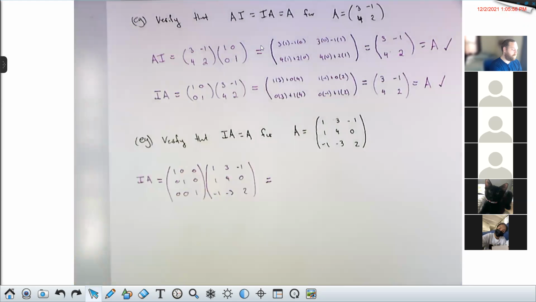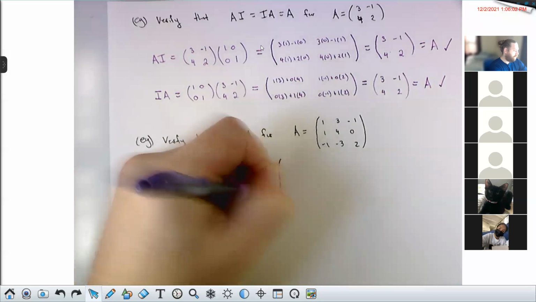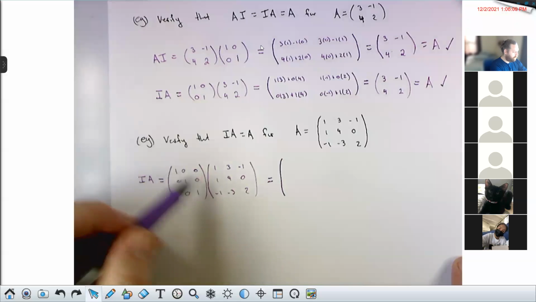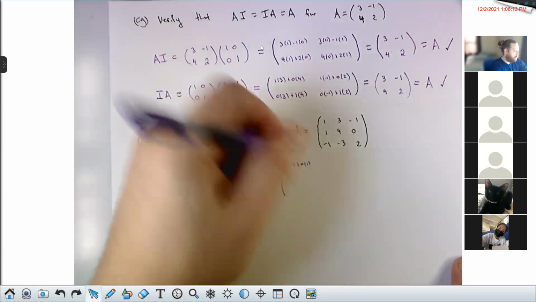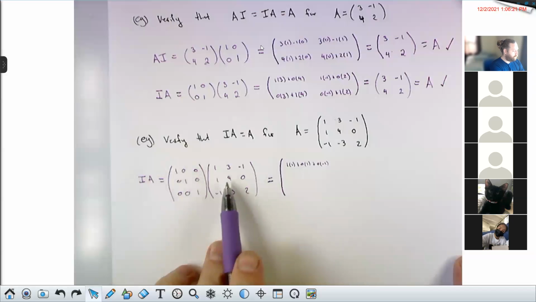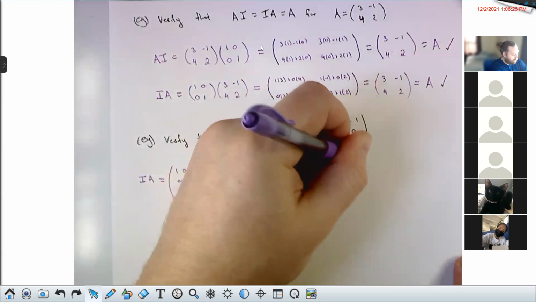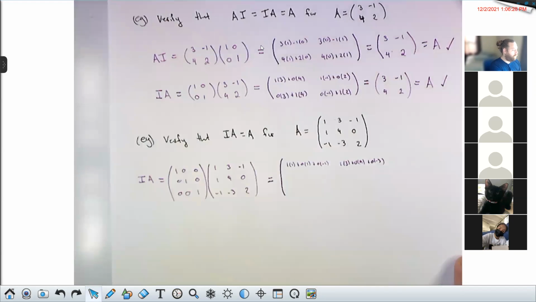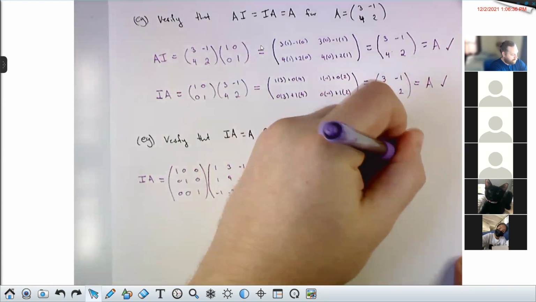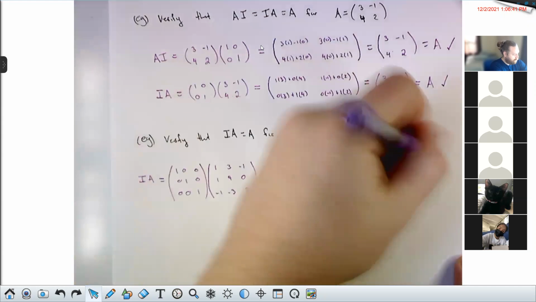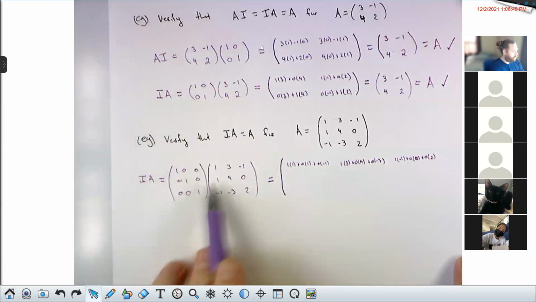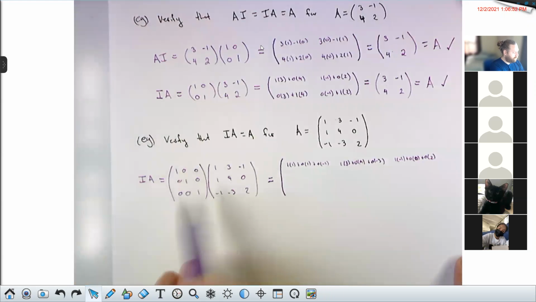I'm multiplying two 3 by 3s, so the result should be another 3 by 3. And my 1, 1 position is going to come from row 1 here, column 1 here. So it's 1 times 1 plus 0 times 1 plus 0 times negative 1. My 1, 2 position, row 1, column 2, that's 1 times 3 plus 0 times 4 plus 0 times negative 3. 1, 3 position, again row 1, now column 3, 1 times negative 1 plus 0 times 0 plus 0 times 2. And then we do the same thing now, row 2, column 1, that's 0 times 1 plus 1 times 1 plus 0 times negative 1.